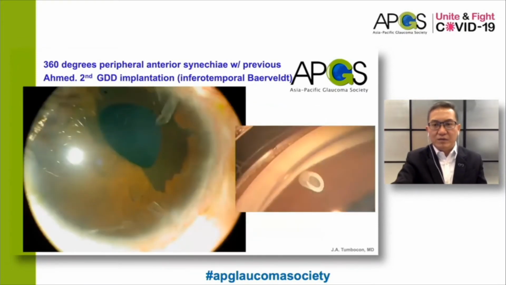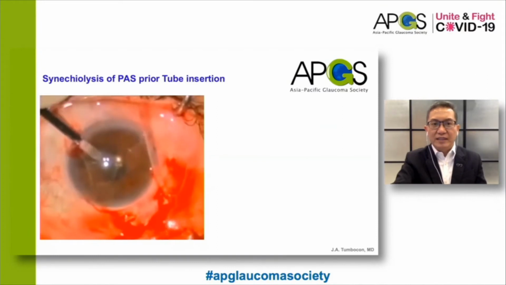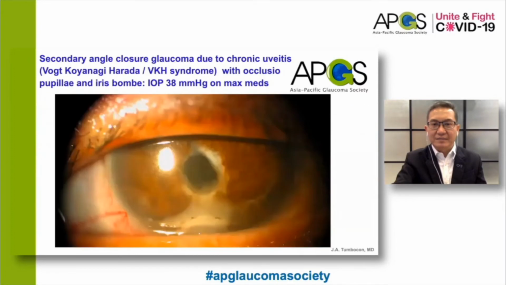This is the post-op photo. If you focus on the right side of your screen, you could see that the tube went through the peripheral anterior synechiae, but still entered at the level of the trabecular meshwork. However, the tip of the tube does not touch the iris. Again, this technique only works if there's no posterior pushing mechanism. Another option is to do synechialysis, preferably under gonioscopic guidance.